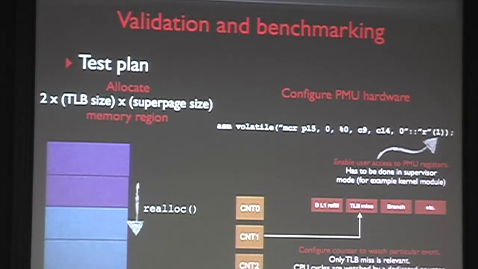I configured the PMU counters to be accessible from user land, so that my user application could configure the counters and read the values. This can be done only from supervisor mode, so you can do this using a mini kernel driver or kernel module. And I configured the PMU counters to catch the appropriate event. In my case, only TLB miss was relevant, since my CPU has a dedicated cycles counter.